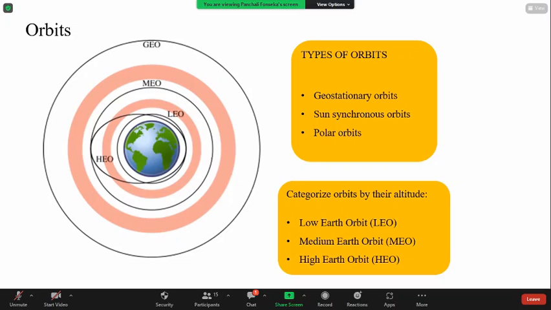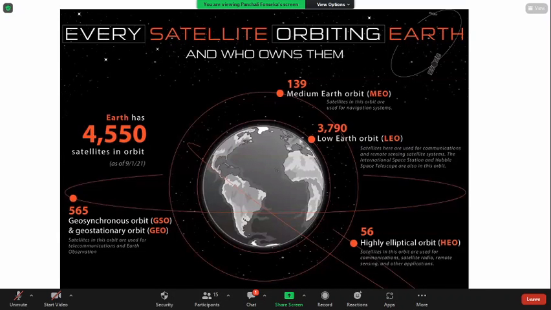The satellite's height above the Earth's surface determines the time taken to complete the orbit. If the satellite is at a higher altitude, the orbit period increases. According to altitude, we can categorize orbits as low Earth orbit, medium Earth orbit, or high Earth orbit. Most weather and communication satellites are in high Earth orbit, while the ISS and other satellites are often in low orbit.